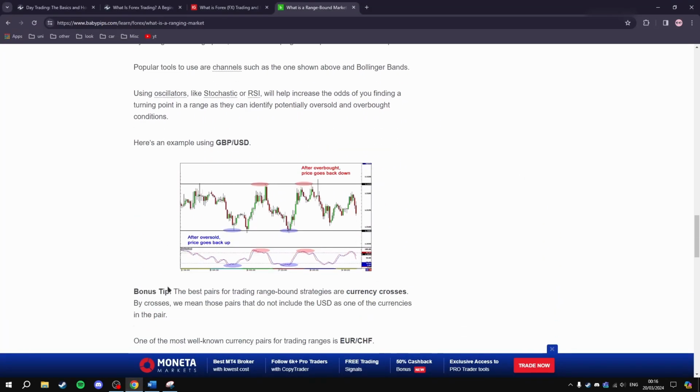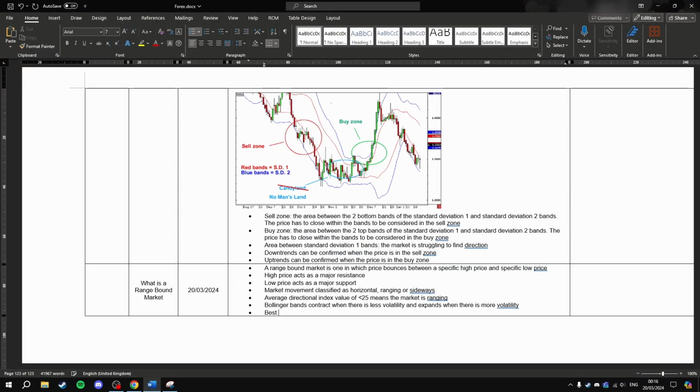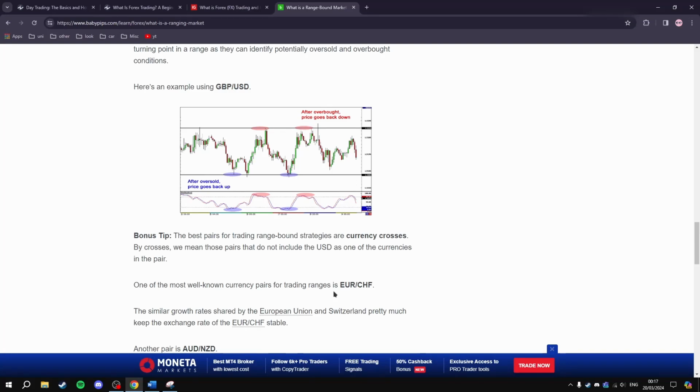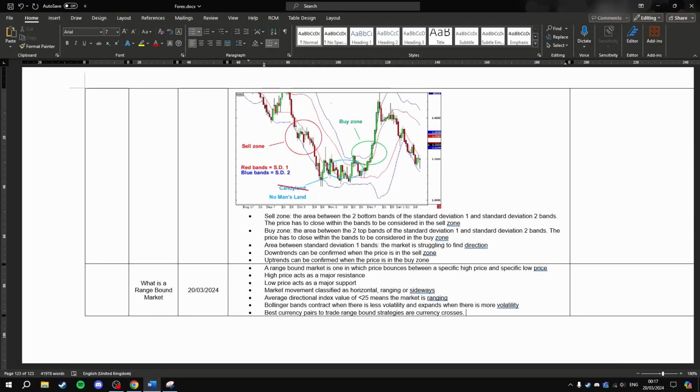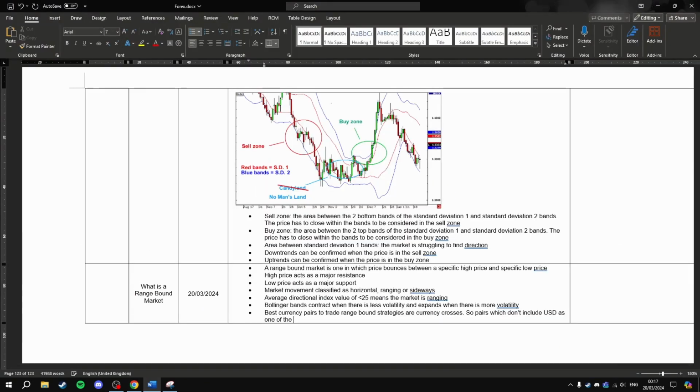Trend ranging strategy, GBPUSD, bonus tip. The best currency pairs to trade range-bound strategies are currency crosses, so pairs which don't include USD as one of the currencies in the pair.